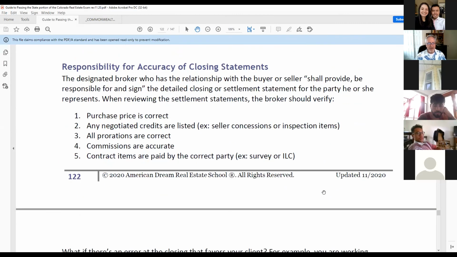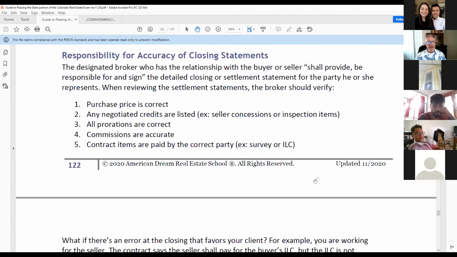So that's all this stuff. Responsibility for accuracy at closing. We're responsible. Here's the law. Designated broker who has a relationship with the buyer and seller shall provide, be responsible for, and sign the detailed closing settlement statement for the party they represent. That's the form that we sign at closing, is a settlement statement, because we're responsible.